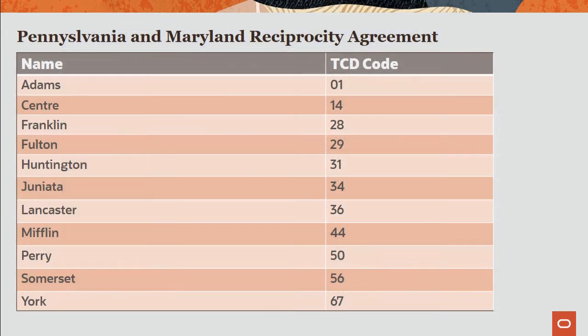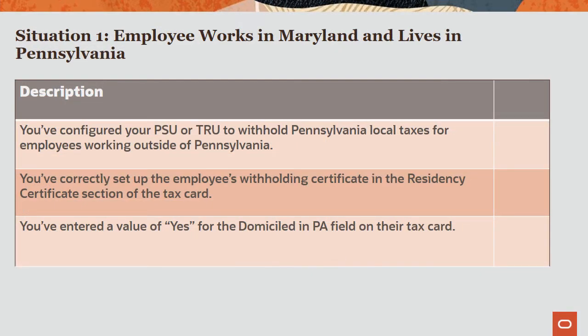It's important to keep in mind the reciprocity agreement for local taxation between Pennsylvania and Maryland specific to these 11 Pennsylvania Tax Collection Districts, or TCDs. Refer to the Vertex Calculation Guide for the list of local tax districts within these 11 TCD codes that allow reciprocity. This agreement addresses two situations.